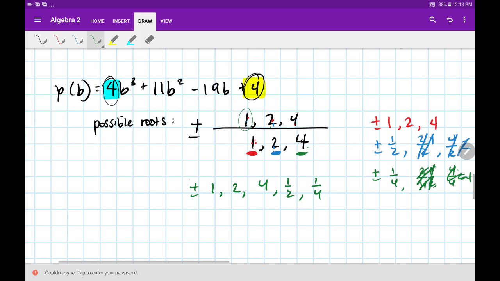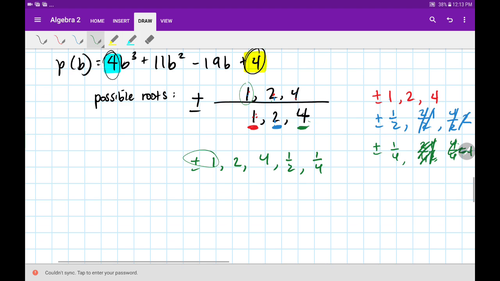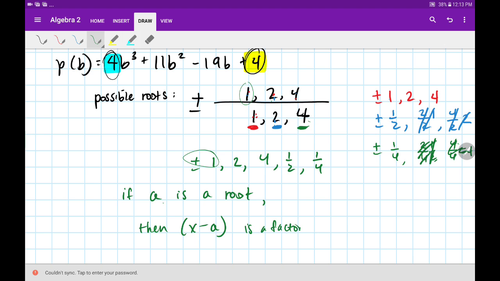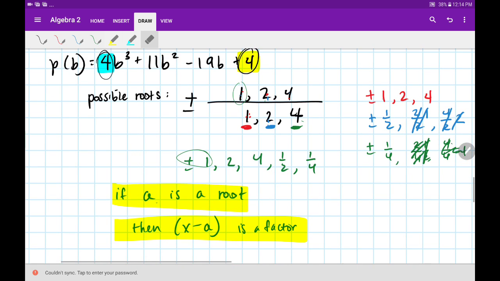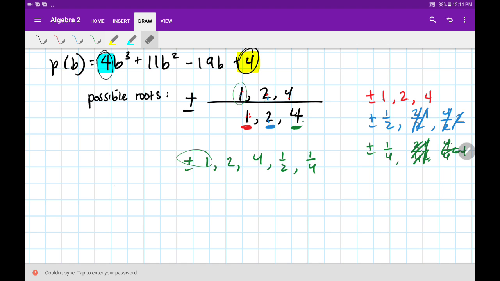All right, so we're going to start by trying positive 1 and see if that's a root. Because if A is a root, this is some important notes, then x minus A, basically flip the sign, is a factor. And once we have one factor, it's easy to find all the others. Please take that down. Okay, so let's see if 1 is a root. If it is, then I should get a remainder of 0. Okay, so let's try 1.